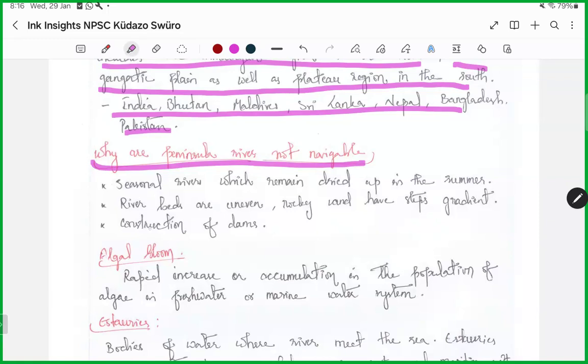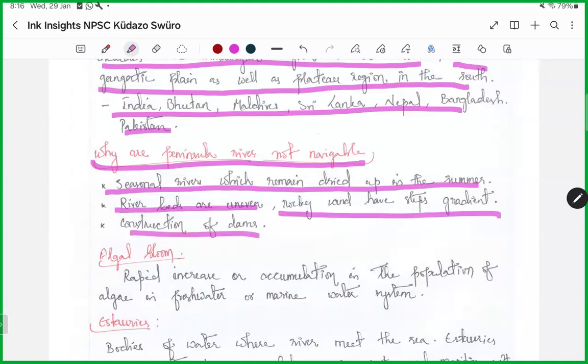Godavari. Yes, Godavari, very good. So for example, Godavari, Chilika Lake; always try to write examples. I will show you one good answer written by our students, all right? So seasonal rivers now, which remain dried up in the summer. Riverbeds are uneven, rocky, and have steps, creating construction of dams, okay?